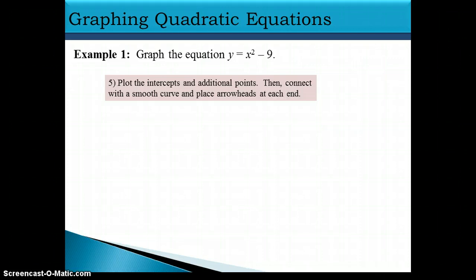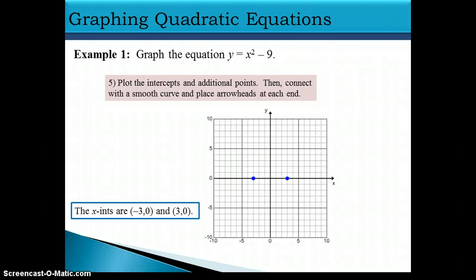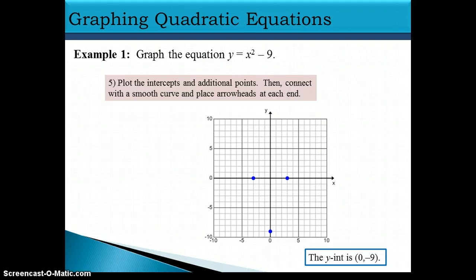Our fifth step is to plot all these points that we found, including the intercepts and those additional points. And then we're going to connect with a smooth curve and place arrowheads at each end. So the first 2 points that we found, remember, were the x-intercepts, negative 3, 0 and positive 3, 0. So you can see those plotted on the graph. The next point we found was the y-intercept, the point 0, negative 9. And remember, that's going to be our vertex, so when you look at this, you should be able to start seeing the parabola take form.